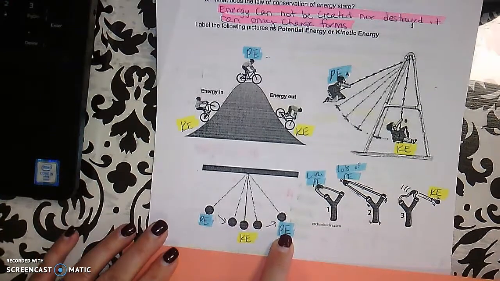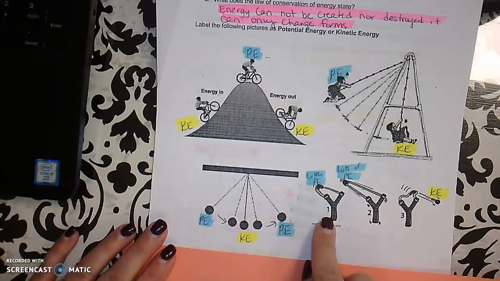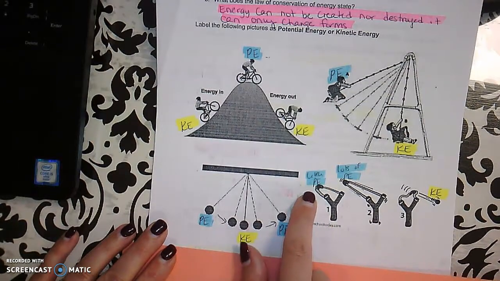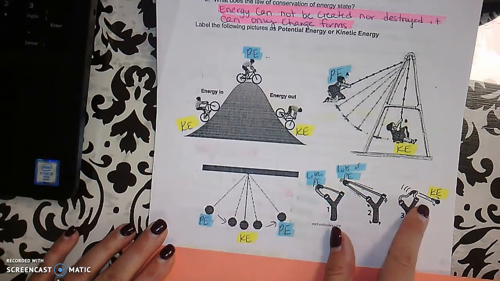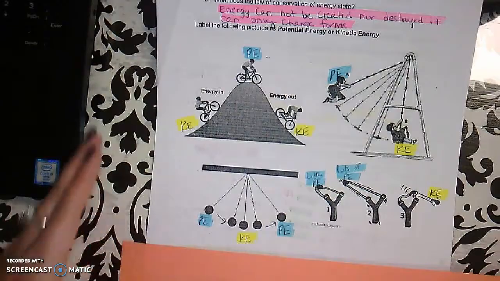In the picture of the slingshot, this is when we have a little bit of potential energy. Here we have a lot of potential energy. And then when the slingshot is released, that's when the potential energy turns into kinetic energy.